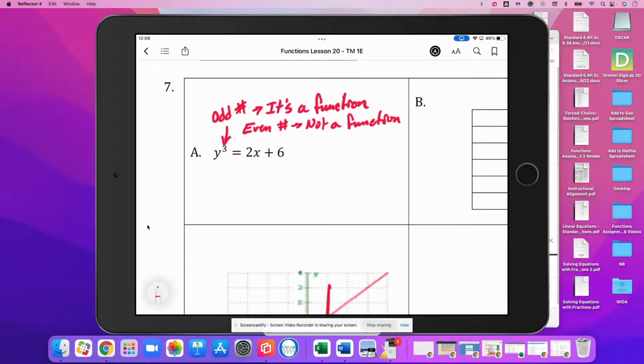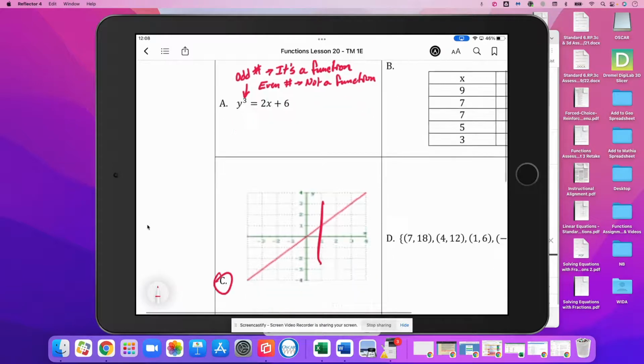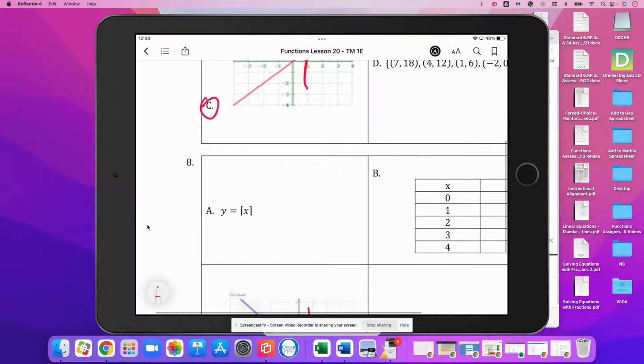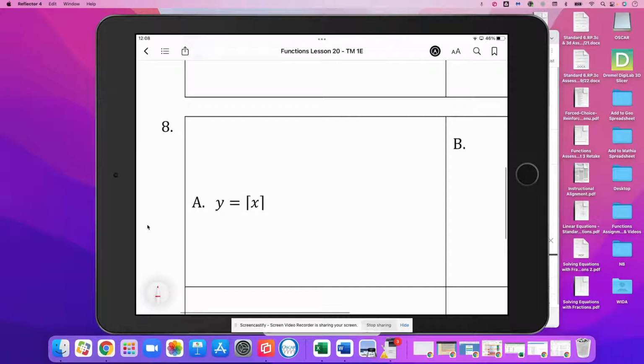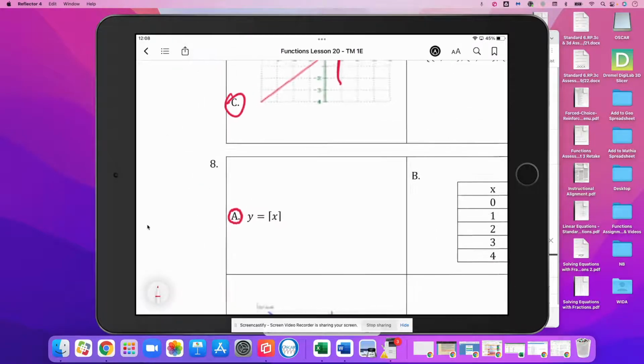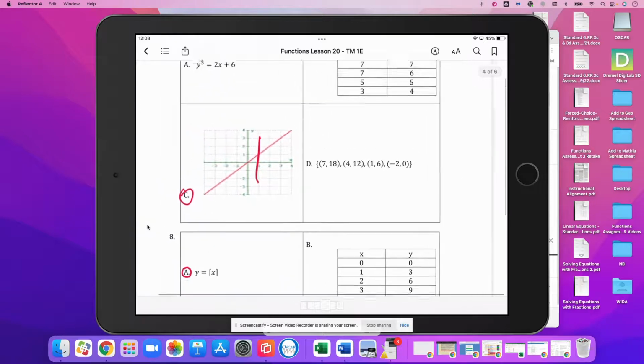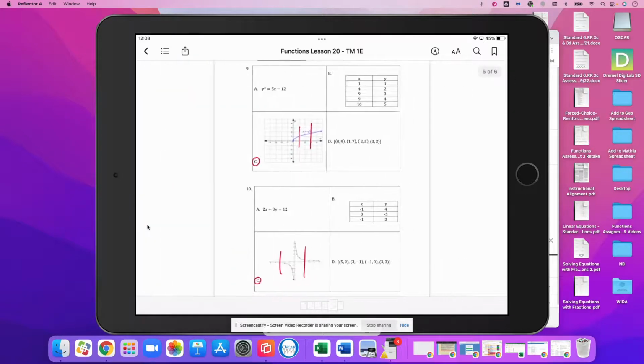Kind of a weird rule, but for the most part, if something weird or funky is happening to y, it is not a function. And so lastly, we have y equals the absolute value of x. Again, nothing funky is happening to y, so yes, that is a function. And I think, oh, we do have two more.